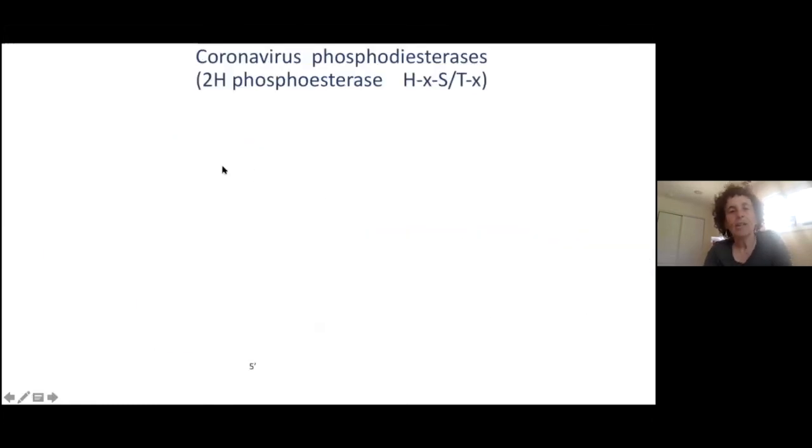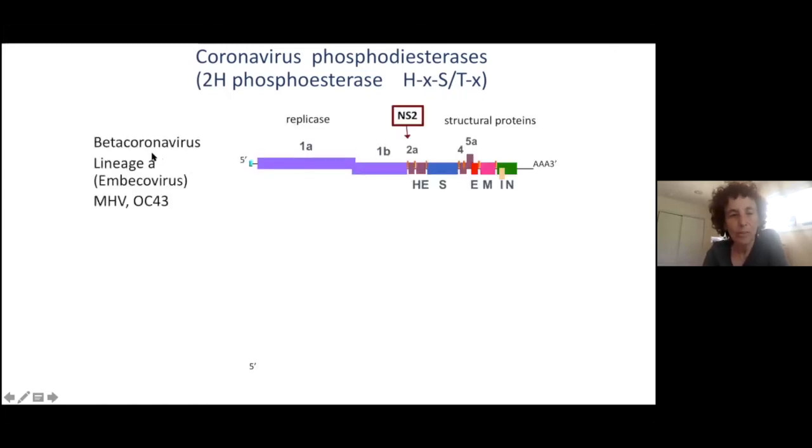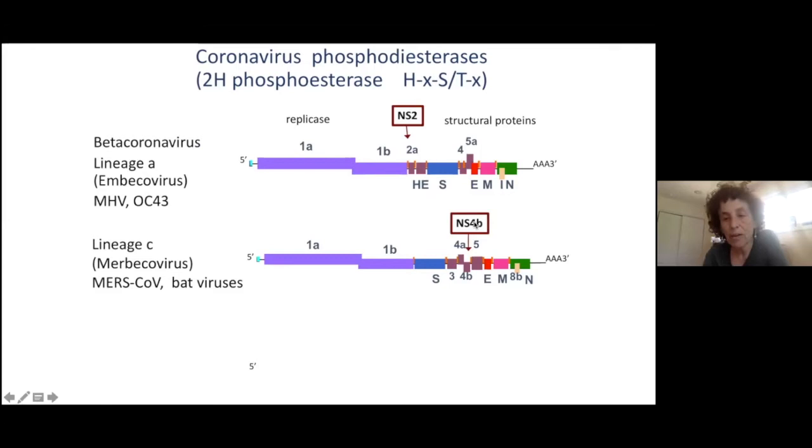Okay, so coronavirus phosphodiesterases. These are members of the 2H phosphoesterase family. They have two catalytic motifs that are histidine X, serine threonine X. They're encoded in the beta coronavirus lineage A group of viruses, that includes OC43 human virus. We've mostly worked on this with MHV. And then the lineage C viruses encode NS4B, which has some homology to NS2. These are the only two accessory proteins with homology among the different lineages of proteins. But there are some differences, which I'll talk about later.